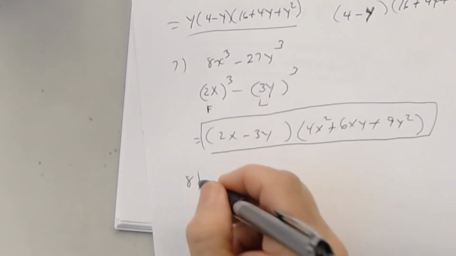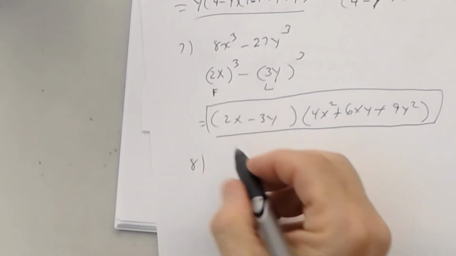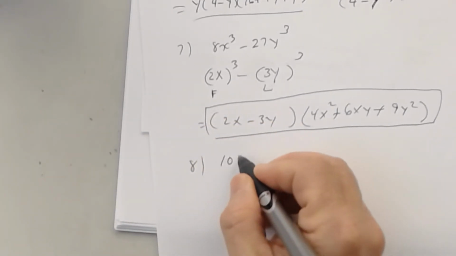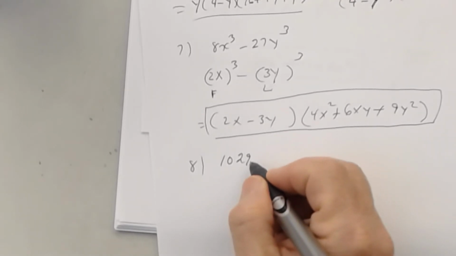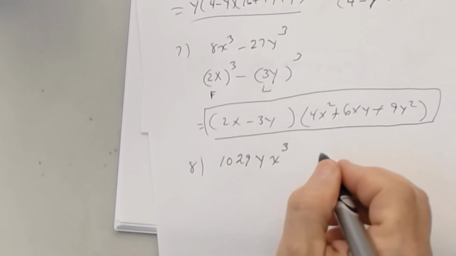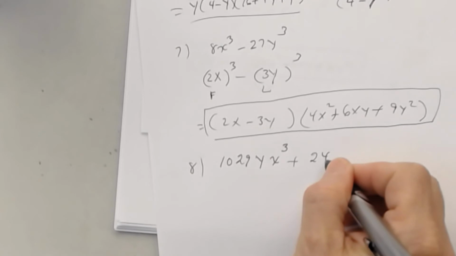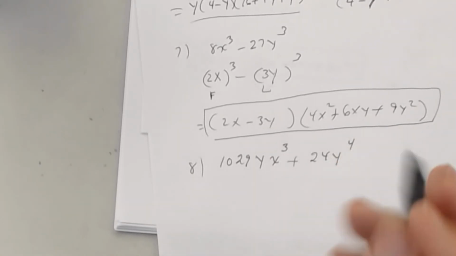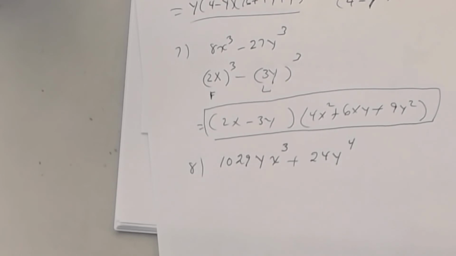Okay, one more, number 8. All right, let's suppose number 8 I had this. 1029yx cubed plus 24y to the fourth. So 1029yx cubed plus 24y to the fourth. Is the GCF 1? No, GCF is not 1. What do you think it is? Y? Okay, so you said y, right?